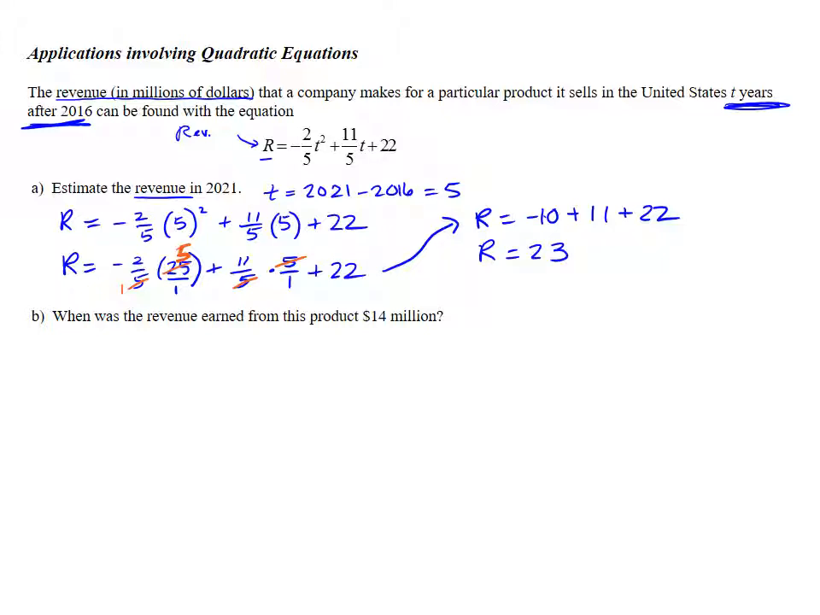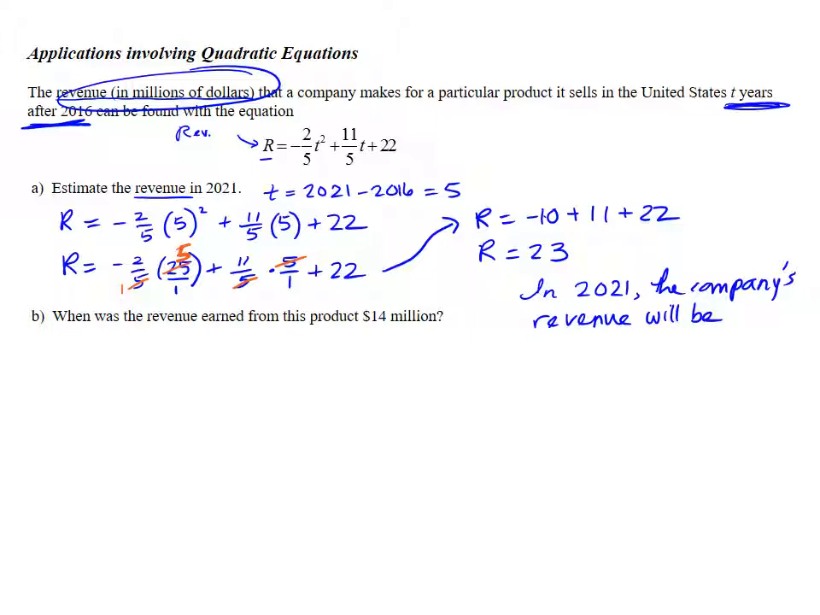Two main things to note when you're doing this by hand: always do the exponents before you do multiplication, and then with fractions, think about any whole numbers being over 1 when you're calculating. So the revenue ends up being 23, but it's not just 23, it's 23 millions of dollars in 2021. So if I'm writing this answer out, I would say in 2021, the company's revenue was, or will be, because we're not in 2021 yet, $23 million.